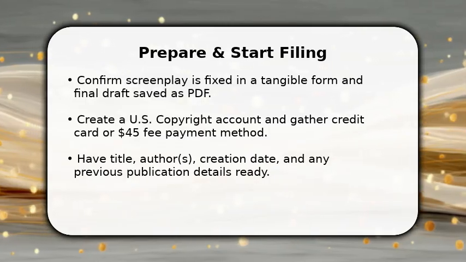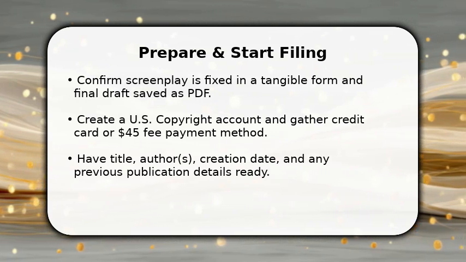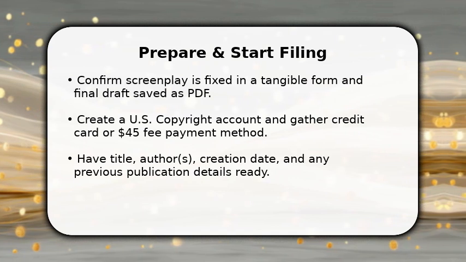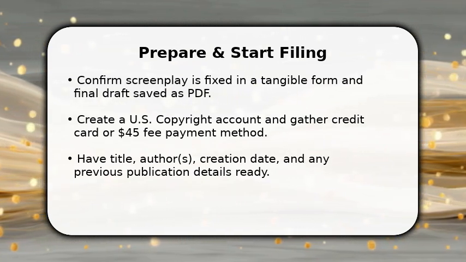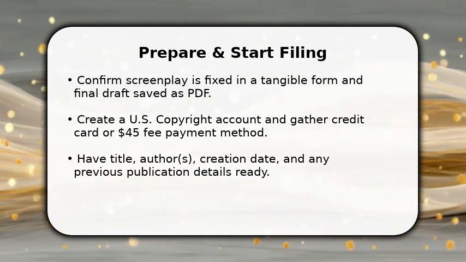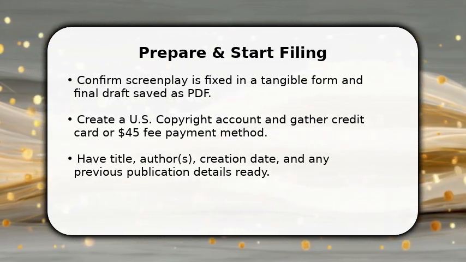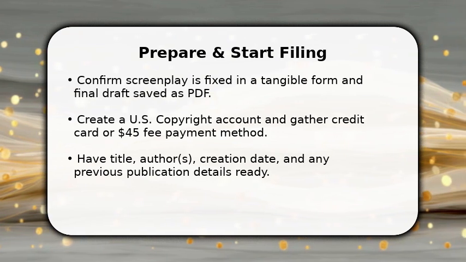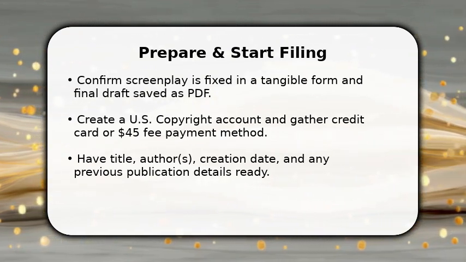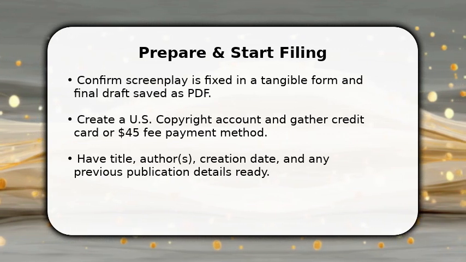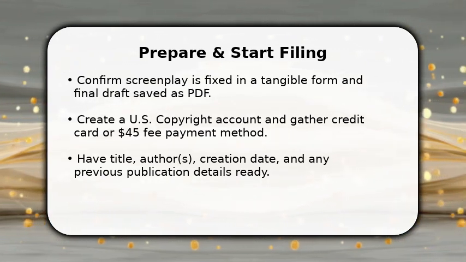You begin by confirming your screenplay is a fixed, complete draft saved as a single PDF. Next, create a U.S. copyright account and log in. Once done, choose Register a Work and select Literary Work. You'll enter the title, author credits, and creation date. Make sure these match the manuscript metadata. Finally, prepare payment. The standard online fee is paid by card. This gets you into the application flow so you can upload and submit.